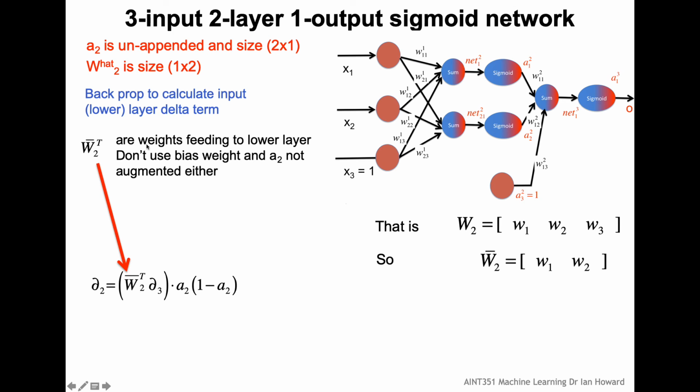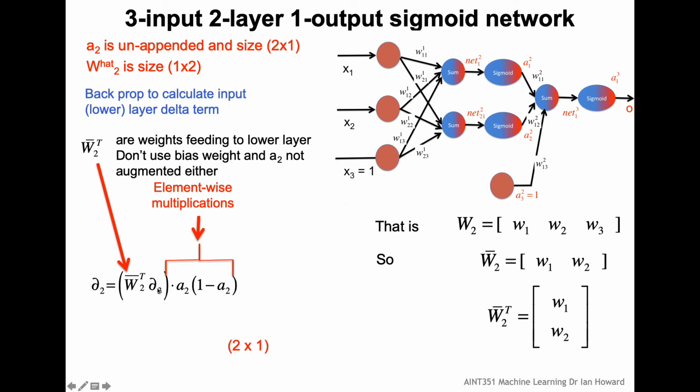Basically, this is just the weights feeding to the lower level, and we're not including the one which feeds to the bias, because we don't want to calculate the error at the bias. We know that's 1. So that's where that comes from. If W2 hat is just the first two terms, this term and this term, the third term we don't need. So W2 has 3 terms, W2 hat has just 2, and of course if we transpose it, it turns into a column vector.